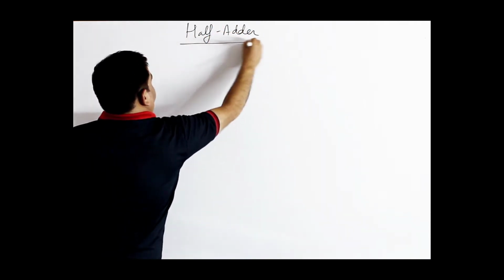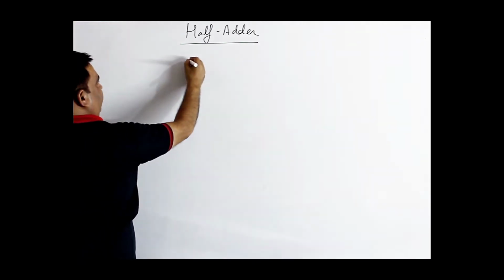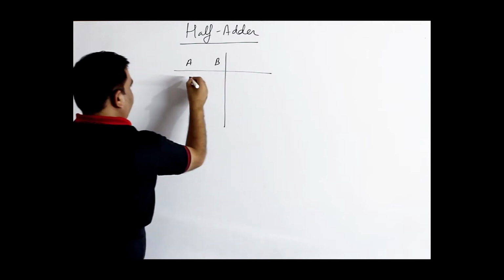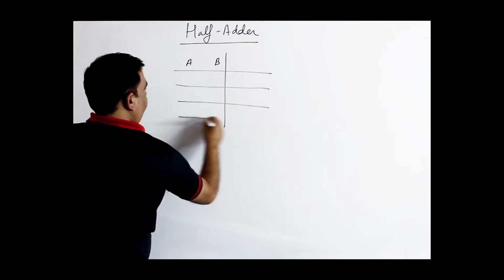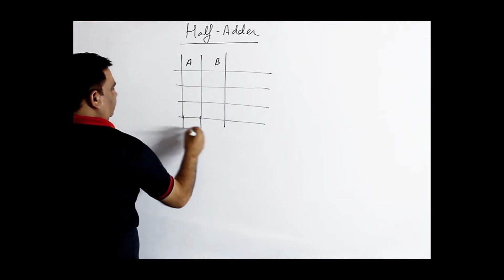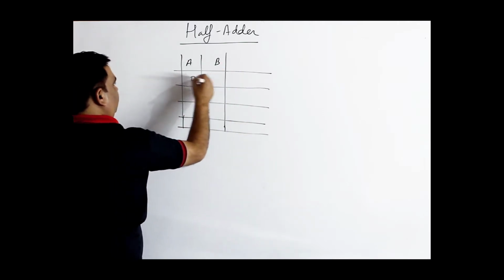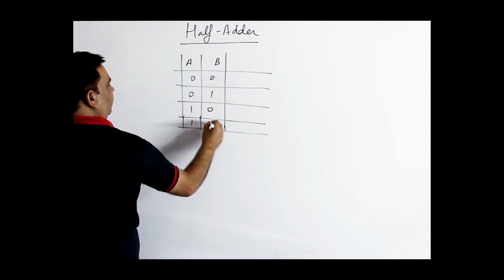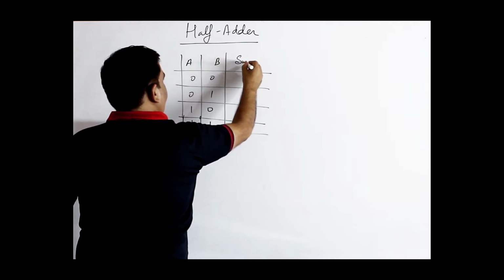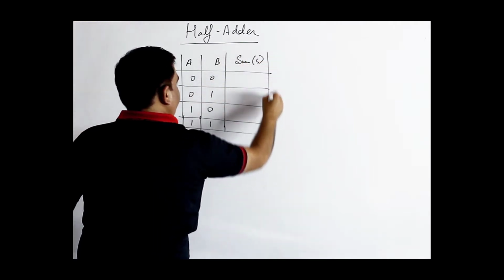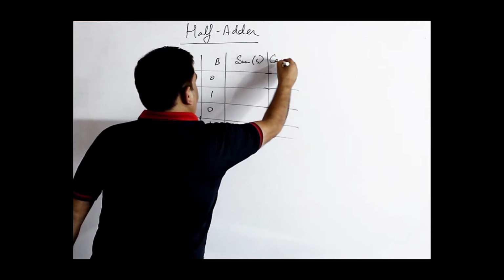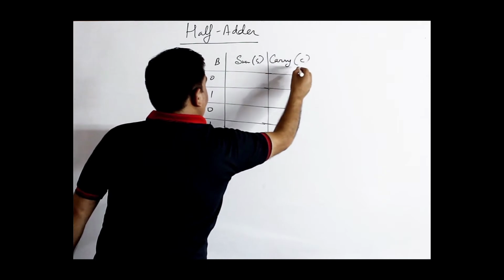Half adder circuit. If we have 2 inputs A and B, all the possible combinations I am taking here: 0 0, 0 1, 1 0, 1 1. It produces 2 outputs: sum, which is denoted by S, and another is carry, which is denoted by C.